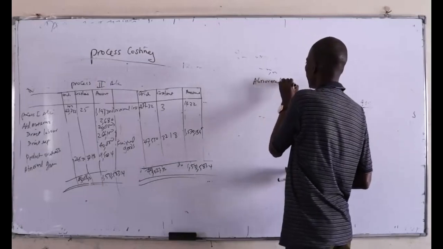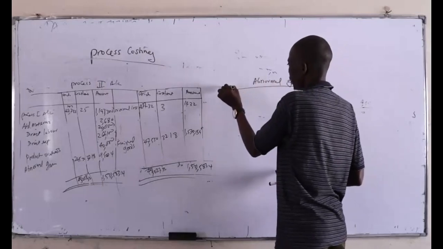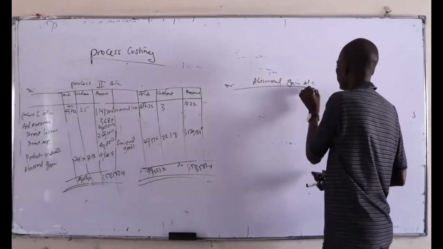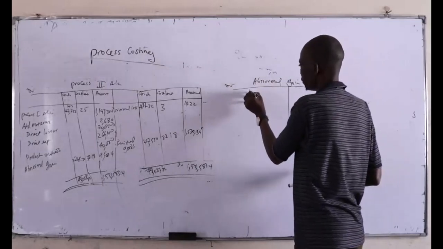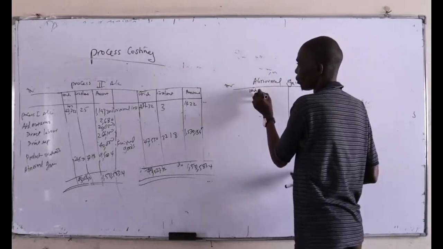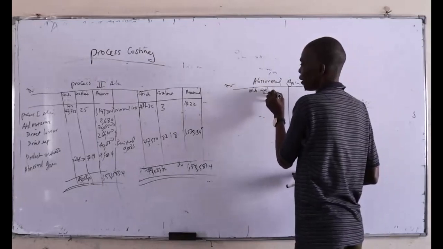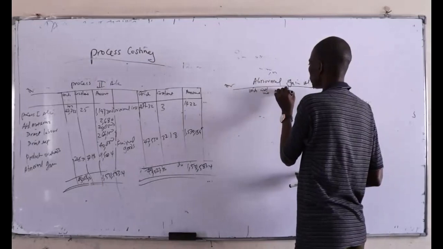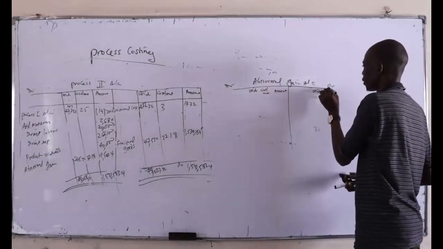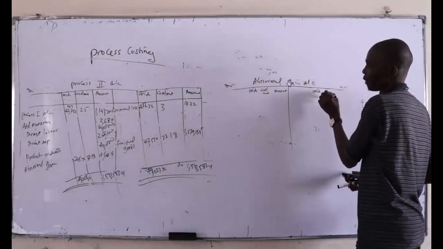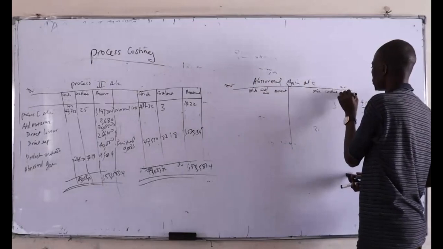Like, for example, here you have the abnormal gain account. So we have the debit, we have the credit. We have the units there. We have the cost per unit. And we have the amount there. We have the units, we have the cost per unit, we have the amount.